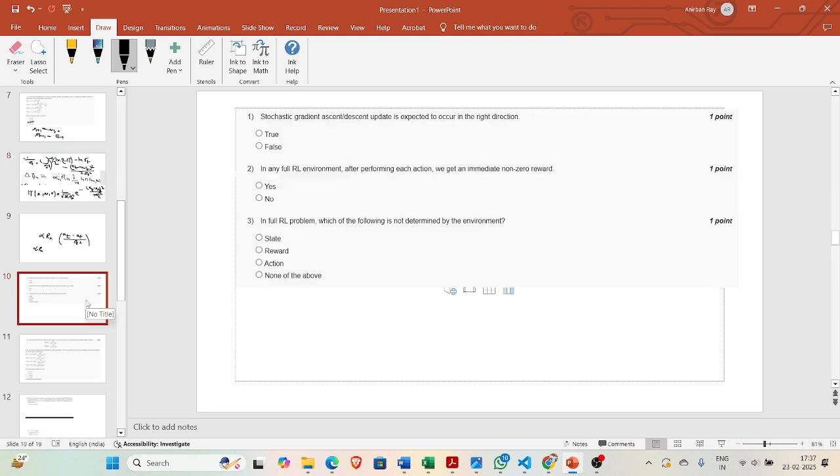So moving on to the next problem. There are 3 problems here. Actually, a very easy problem. Stochastic gradient descent or ascent is expected to occur in the right direction. It may not occur in the right direction as well, because that is what stochasticity represents.